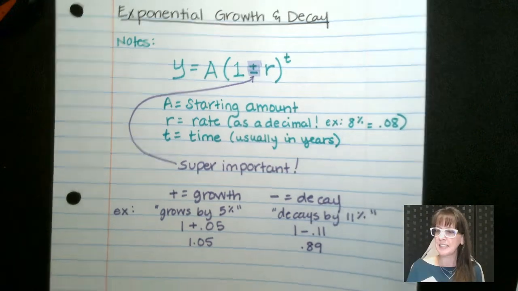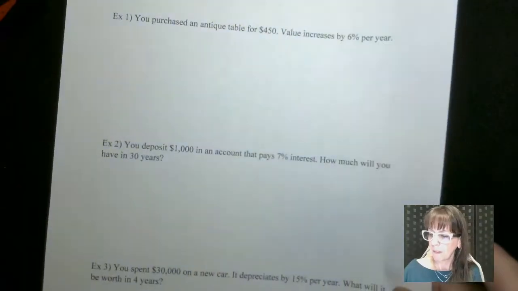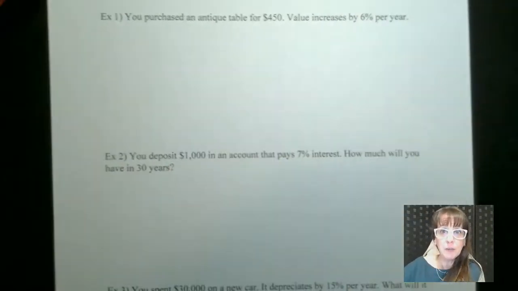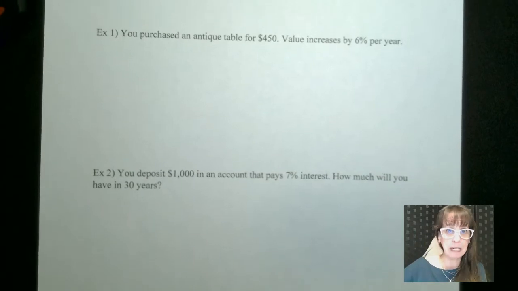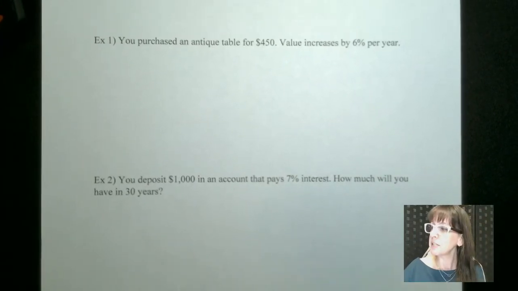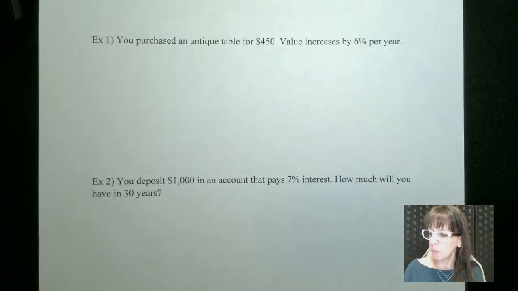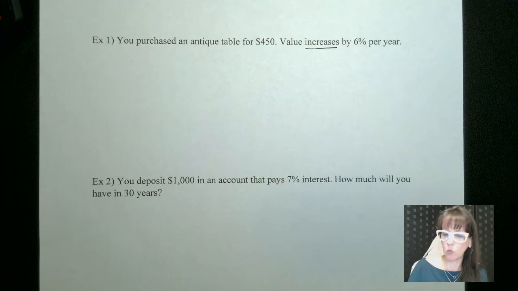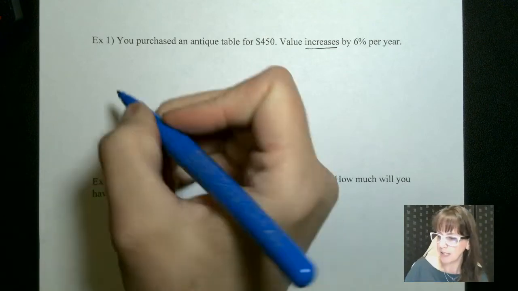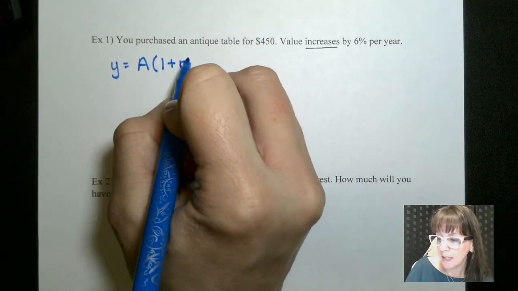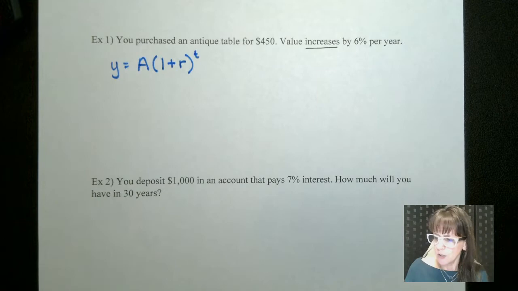Okay, our first example we have here is you have purchased an antique table for $450. The value increases by 6% per year. Okay, fancy antique table you have there. So the first thing that we're going to do is write down, well, we know that it is increasing. So that means we are growing, exponential growth. So we're going to write down our formula and say, okay, y equals the amount times 1 plus our rate, to the power of time. So let's write that formula.